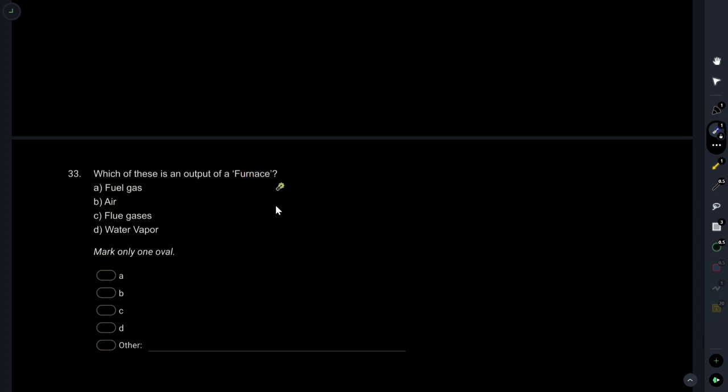coals. And after that combustion, what will be going out of the furnace? This is the question. Fuel gas? Actually we are not using any liquid fuel, so I cannot write fuel gas, and air is also not going out. Flue gases, right? Suppose this is the combustion chamber and there are some coals burning; after this burning the flue gases will be going out of this chamber. That is the furnace. So from the furnace our flue gases will be going out. Option C will be the correct answer.